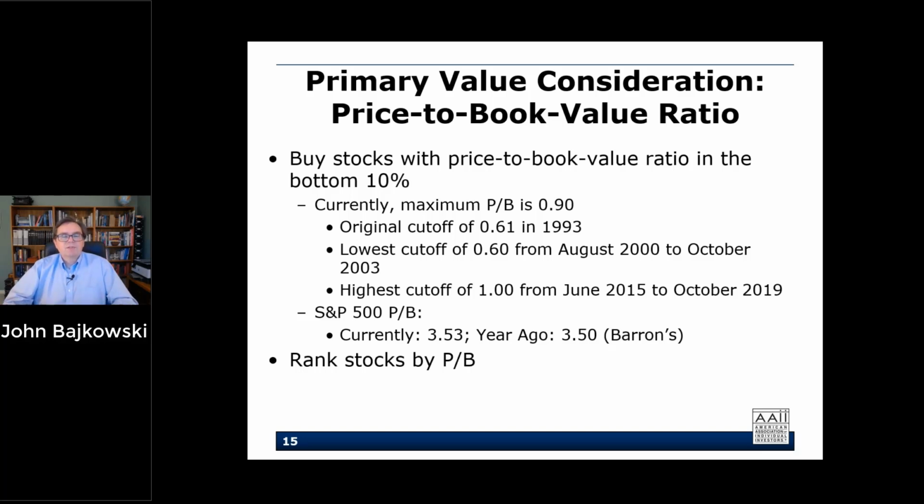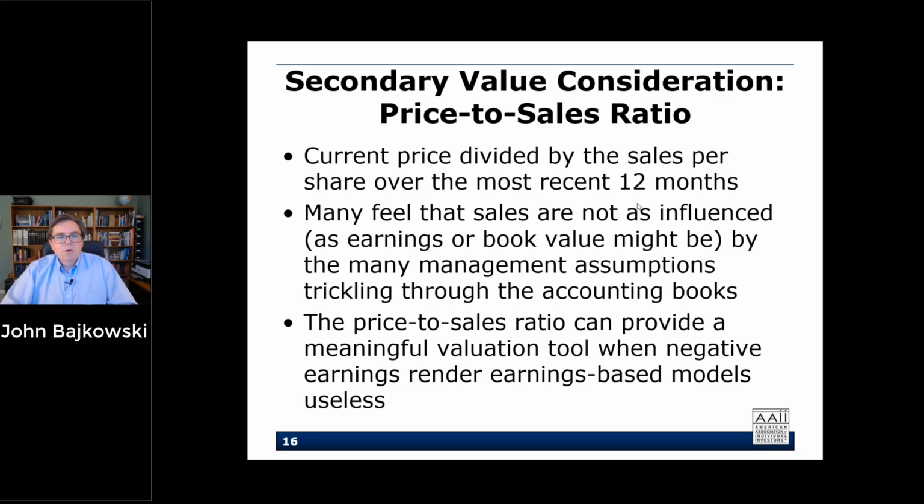And as a point of reference, the S&P 500's price to book is currently 3.53, and a year ago we were roughly at the same level, 3.50. So we rank our stocks when it comes to buying them at price to book. We're looking at really deep value, and at stocks that are small cap and kind of neglected. What else have we done?